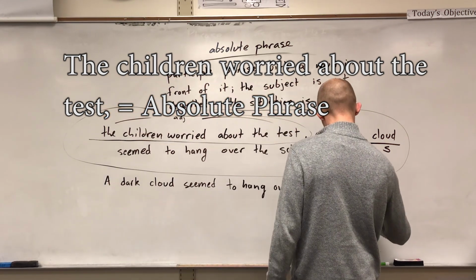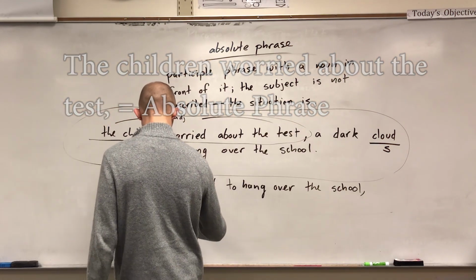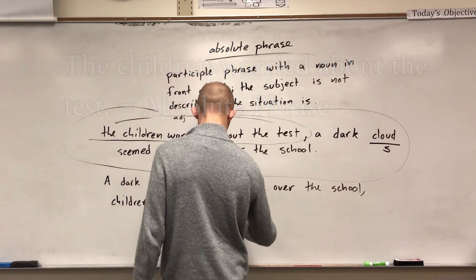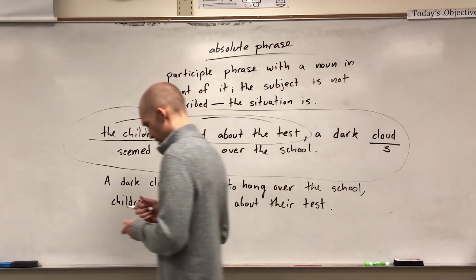And once again, we can write these in reverse order, the same as we did with participle phrases, offsetting them from the independent clause with a comma. A dark cloud seemed to hang over the school, the children worried about their test.